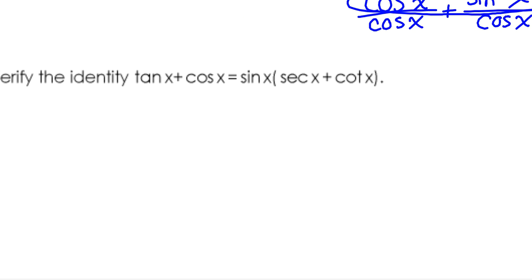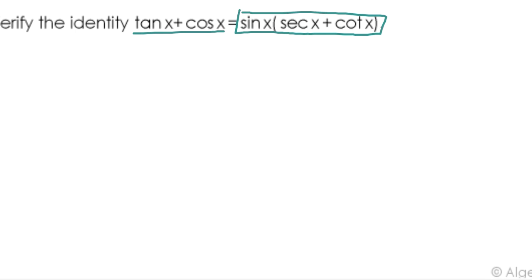All right. So on the left side, I've got tangent x plus cosine of x, and I am trying to prove or show that sine of x times secant x plus cotangent x are the same, right? We're trying to show that both sides of the expression are equal to each other. So I am going to simplify this right-hand side, and I'm going to try and show or verify that it actually equals tangent x plus cosine x. So I am trying to simplify that right side to make it equal tangent x plus cosine x.